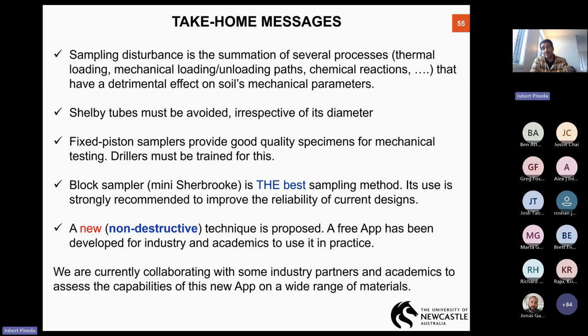In cases where there is room and money to use the mini Sherbrooke, we are more than happy to collaborate with industry, providing our block sampler for this type of job. And finally, we are proposing a new method that hopefully could be adopted by many practitioners, and we can try, all of us, to move forward to a better practice in Australia.